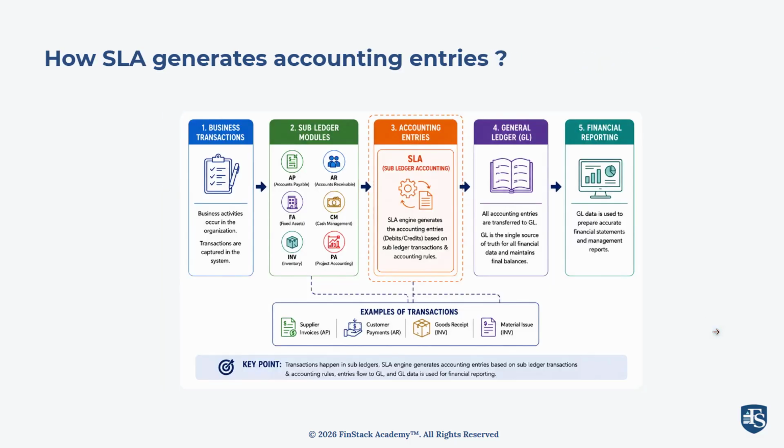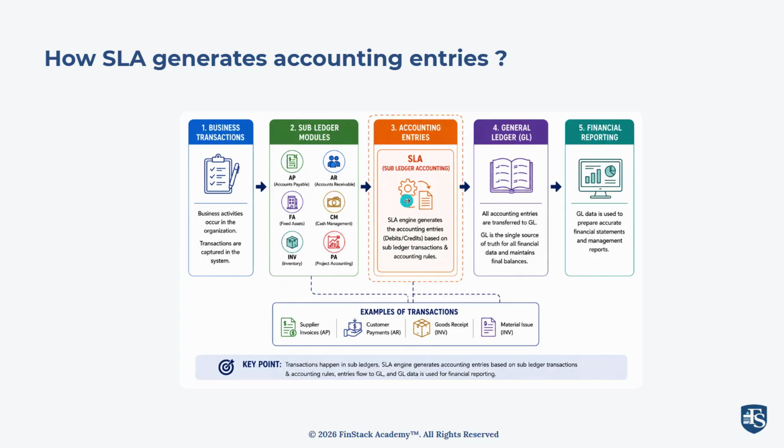Let's now follow the complete journey of a business transaction. Everything begins with a business transaction. For example, a supplier invoice, customer receipt, asset addition, goods receipt, or a material issue. These transactions are entered in their respective subledger modules. At this point, Oracle has successfully recorded the business transaction, but no accounting entry has been generated yet.